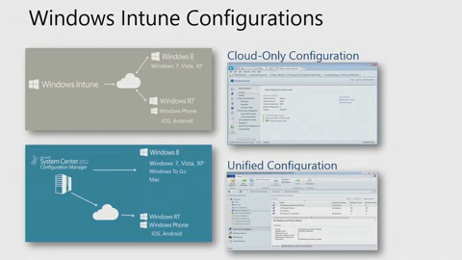The second configuration, though, this unified configuration, this is where the scale really starts to come in, because these are organizations that already have an investment in System Center, or they're scaling their existing on-prem management solution, and they want to take advantage of the System Center configuration management features.